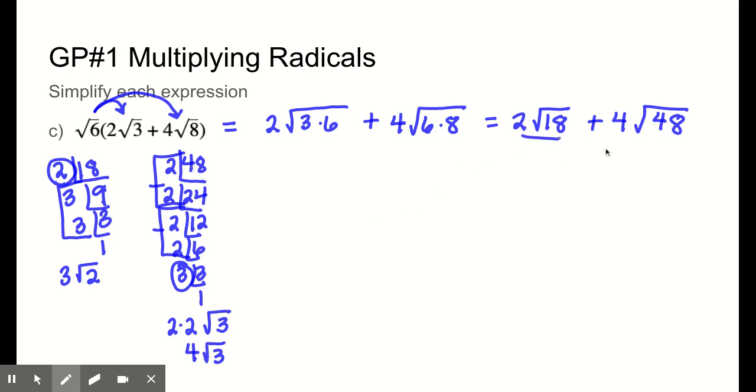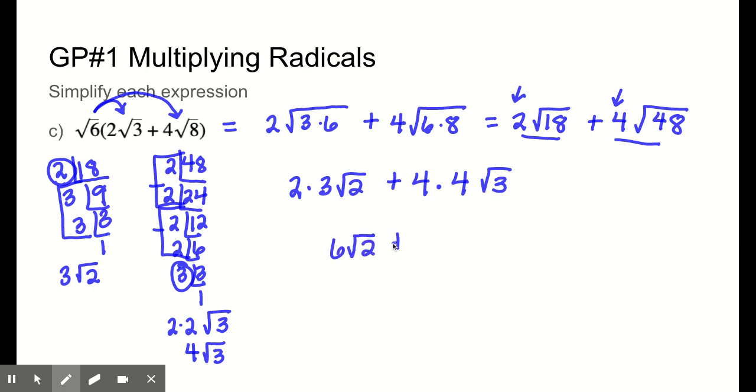So now we're going to take them and rewrite this so that we can then use our coefficients as well. So for the square root of 18, that is 3 radical 2. So we're going to have 2 times 3 radical 2 plus 4 times 4 radical 3, giving us a final answer of 6 radical 2 plus 16 radical 3. So again, we do not have like radicals here, therefore we cannot add them together. And this is our final answer.